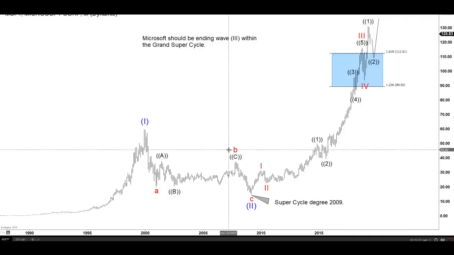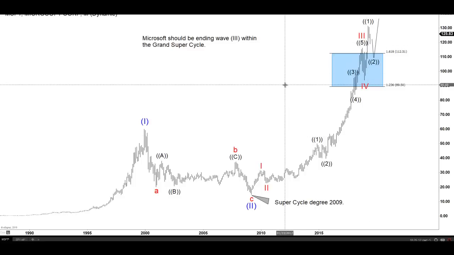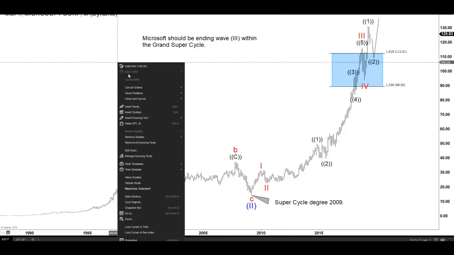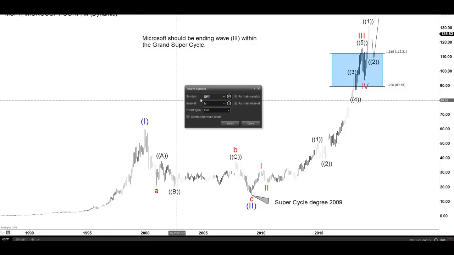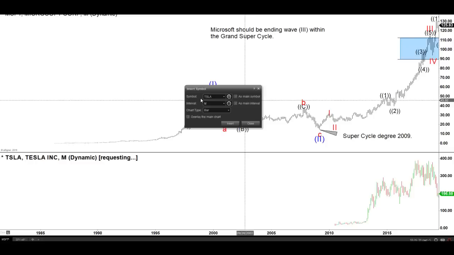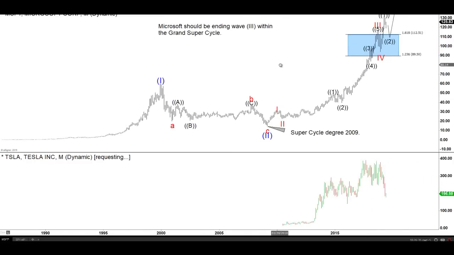The main reason is, first, the extension, and second, that Microsoft does not trade only by itself. Like I say, we look at the market as a whole, and if I overlay, for example, Tesla, right? In Microsoft, if I'm going to overlay Tesla in Microsoft over here, Tesla is from the peak over here.